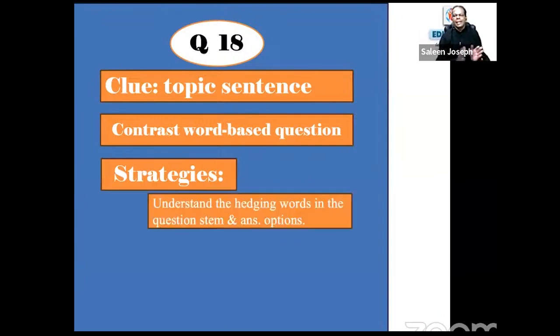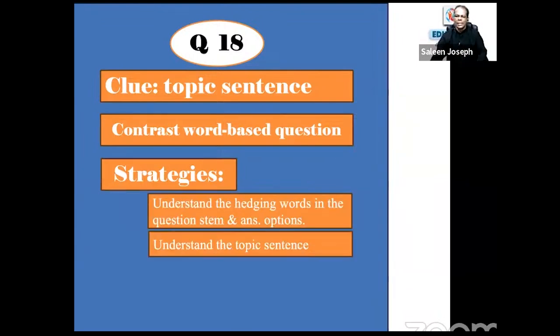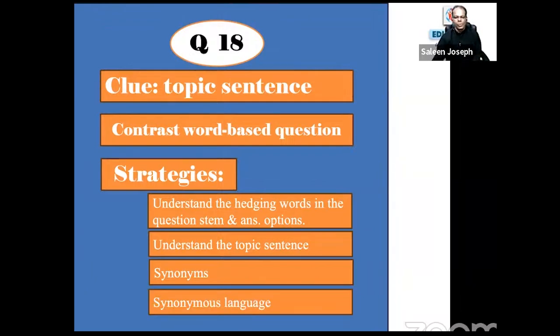Strategies are: understand the hedging words in the question stem and answer options, and understand the topic sentence. First, you have to understand the hedging words, meaning keywords, main words in the question stem and answer options. Then understand the topic sentence, the first sentence. Then look into the synonyms and synonymous language. Look for the answer after the contrast word. If there is a contrast word, look for it, there is an additional clue.